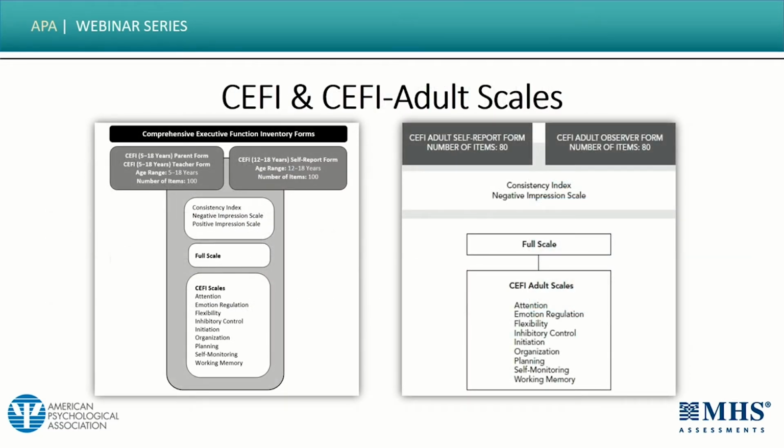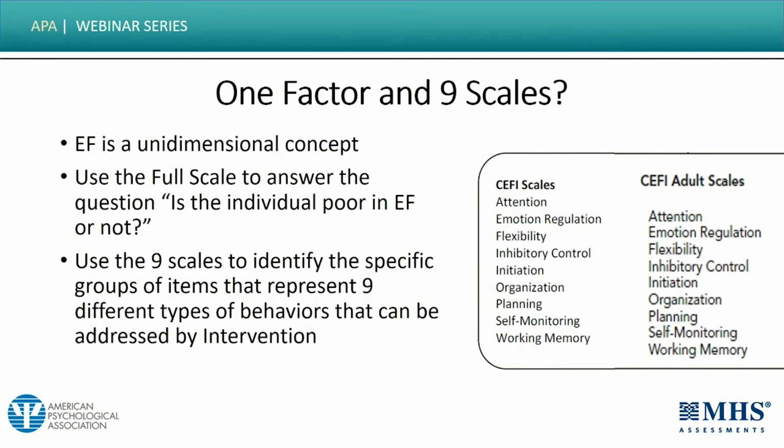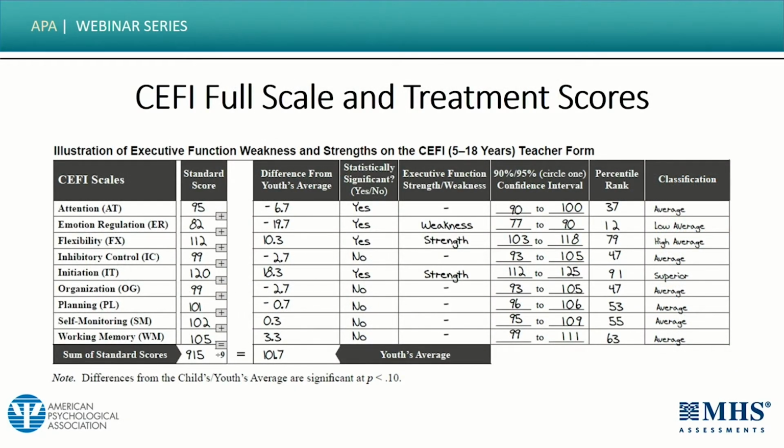Both of these instruments provide scores across the 9 dimensions that I mentioned, as well as a total score, and some other scores like negative, positive impression, and so on. And I want to clarify a question that often comes up. If you say executive function is one thing, why do you have 9 scales and 9 scores, and how do we use those scores?